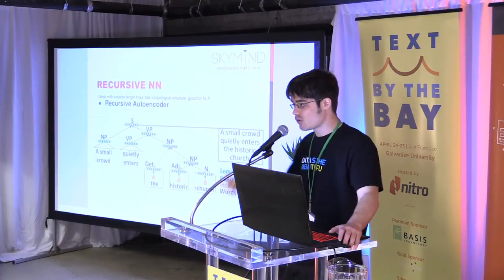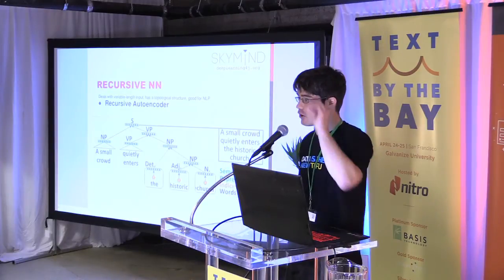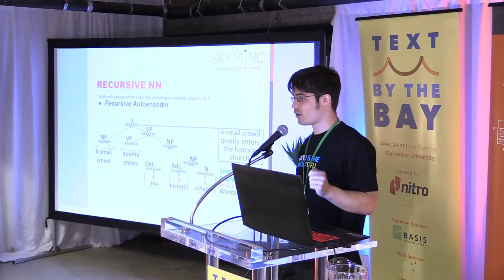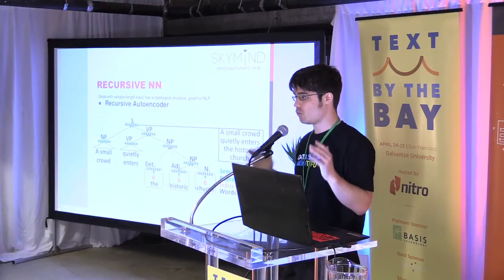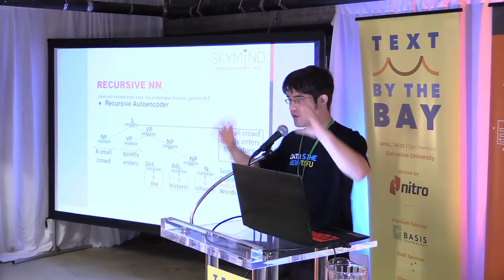You can also do unsupervised learning with this. This is called a recursive autoencoder. The recursive autoencoder uses these word embeddings, which represent word usage. You then mix and match them.